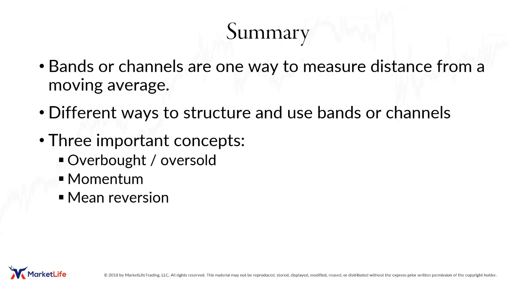Quick summary here. Bands or channels are one way to precisely define and to measure the distance that a market has moved from a moving average. We looked at some different ways to structure and use bands or channels, Bollinger Bands, Keltner channels, moving average channels, and the ways to use them either to indicate a point where a market is overextended or conversely to indicate a point where a market might be experiencing real momentum. And three very important concepts you should carry away from this video would be this idea of overbought, oversold, the idea of momentum, the idea of mean reversion, and how these last two play off and work against each other.